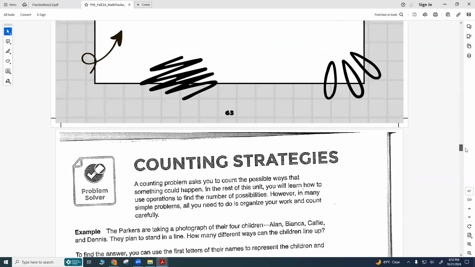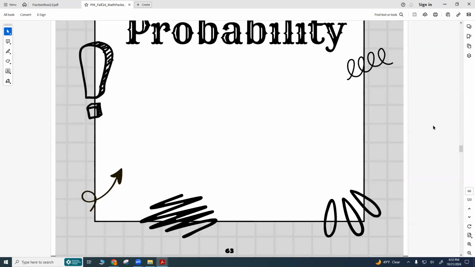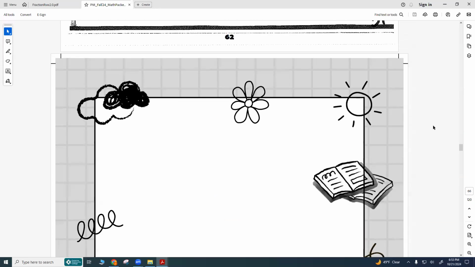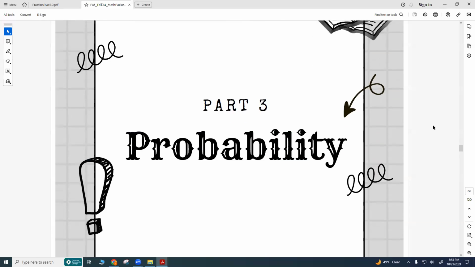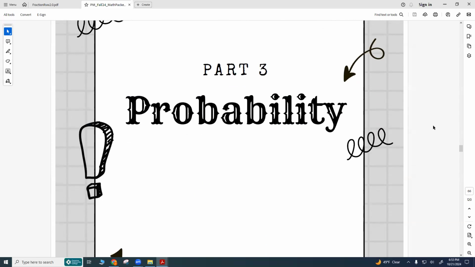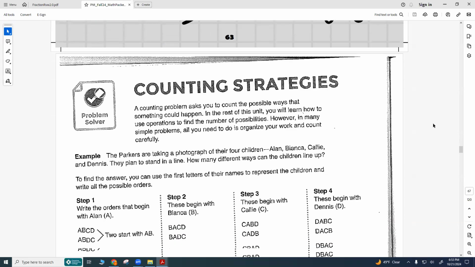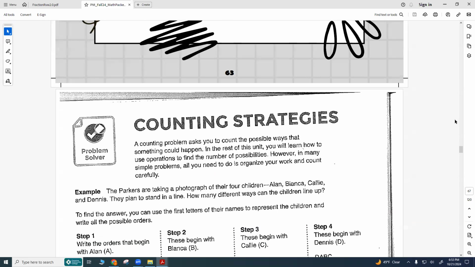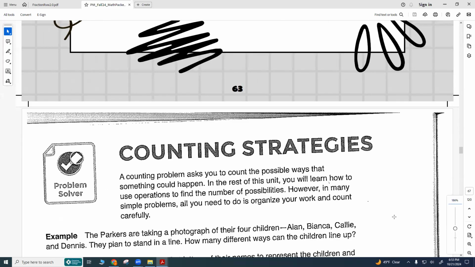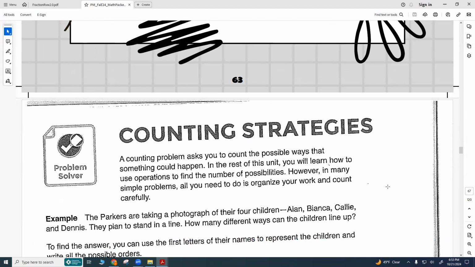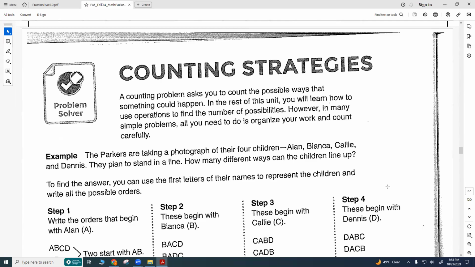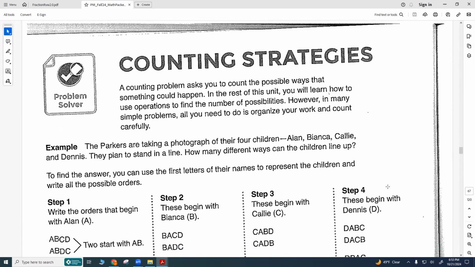So we should be on page 63 for our unit 3. And so, like I said, before we get into probability, we're going to do one related topic, and it has to do with these counting problems. As we look at some of the examples, you might start to recognize them, but once again, kind of a helpful one to know.